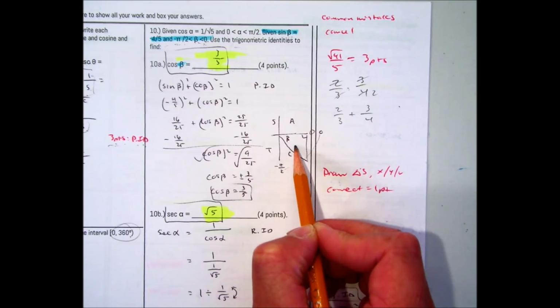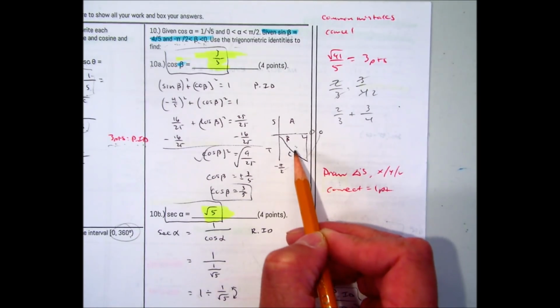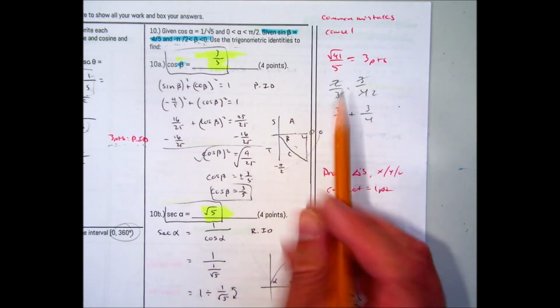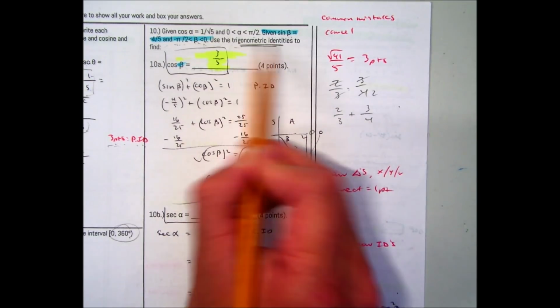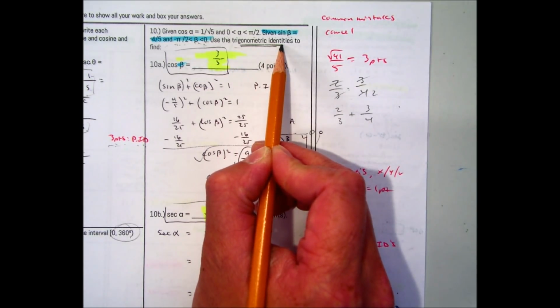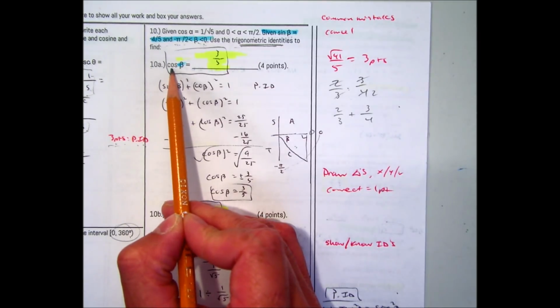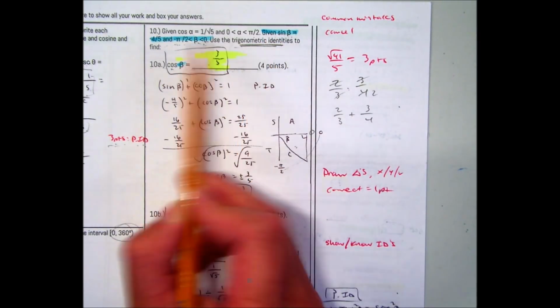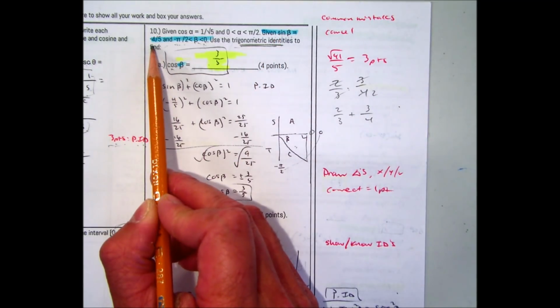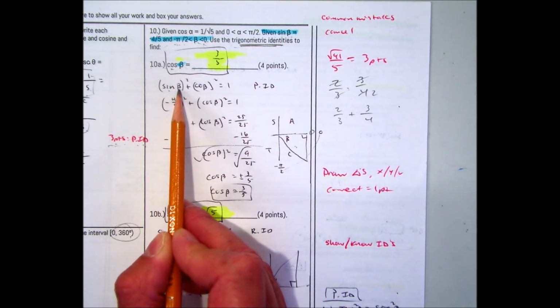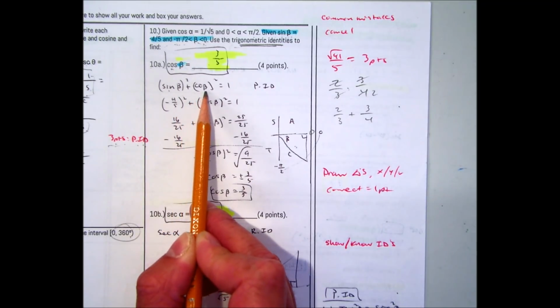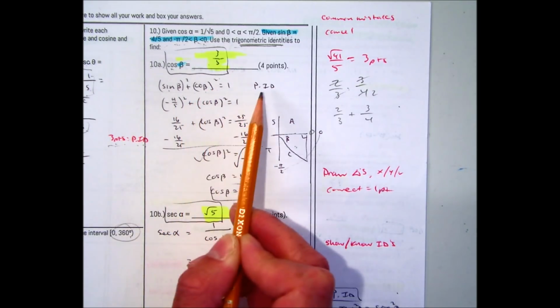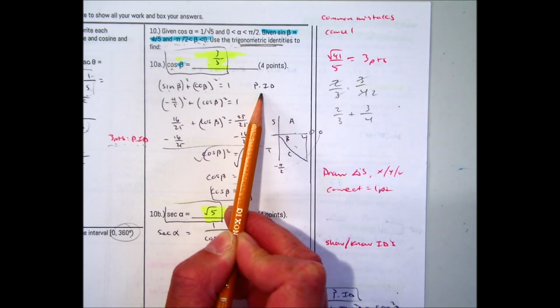So there's your hint. Now, if you're not drawing triangles, you're not using the Pythagorean theorem, you're not using x, y's, and r's, you're not using opposite over adjacent, you're using what? Trig identities. If they give you cosine, or we're trying to find cosine, and in blue I have the information for sine, so I can do sine beta squared plus cosine beta squared equals 1. That is the Pythagorean identity.